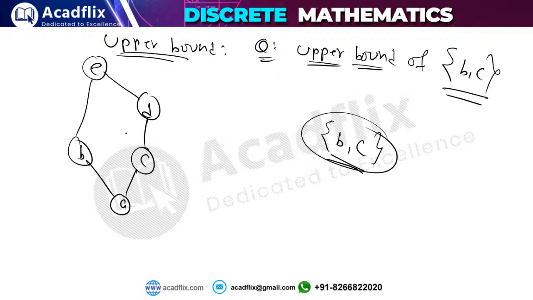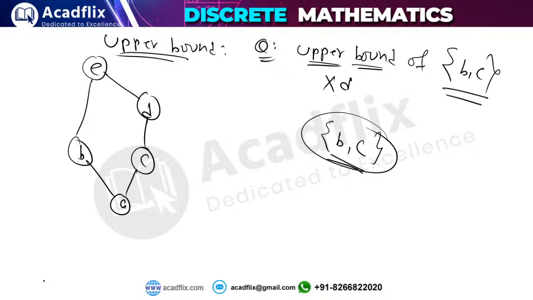So in the upper side you see there is D, there is E. So what is the upper bound? D is not upper bound. Why? D is not upper bound because B is not related to D. You can see from this hash diagram that B is not related to D. B is related to E, C is related to D, C is also related to E.